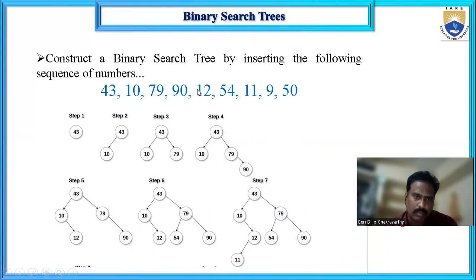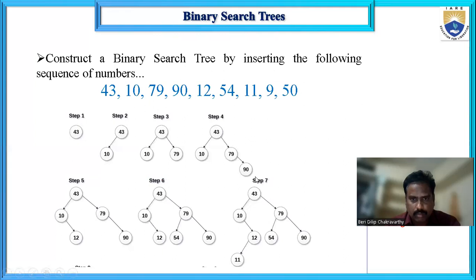Okay, so then coming to 12, for inserting 12, I'll be checking with my first element. As 12 is less than 43, I'll be going to the left side. And I'm checking with 10, as 10 is less than 12, I need to place 12 as the right child to my 10. Similarly, for inserting 54, first I'll check with my first node 43. As 54 is greater, I'll be moving to the right side, 79. I observe that 54 is less than 79, then I place it as a left child.